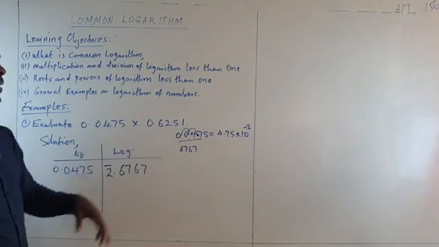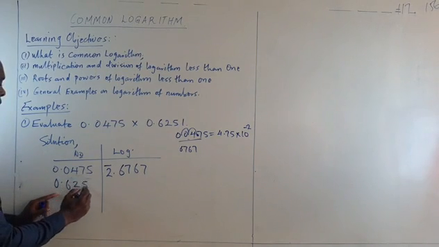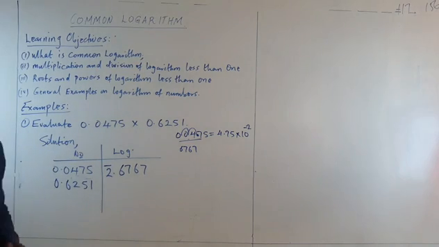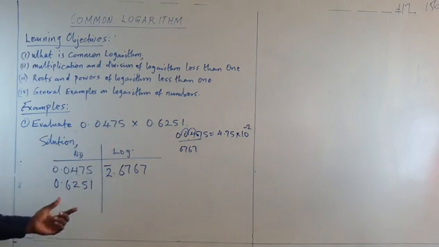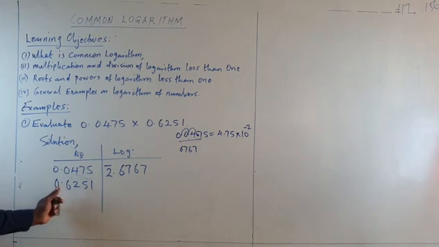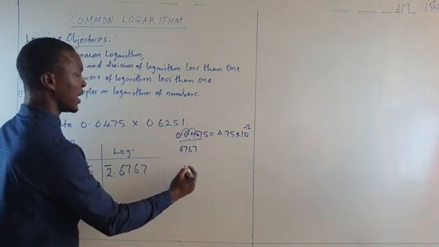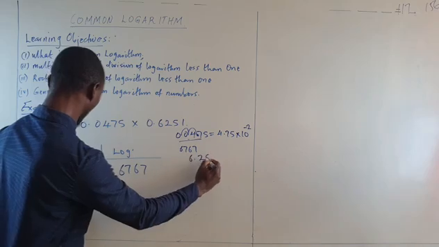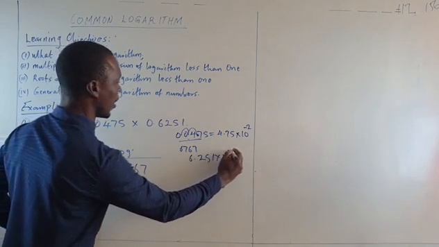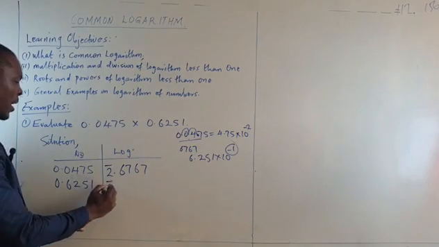So the next number is 0.6251. Just like the first part, 0.0475, we are going to look at the integer part of this, from the standard form, that is 6.251 times 10 raised to power minus 1. So minus 1 gives us 1 point.